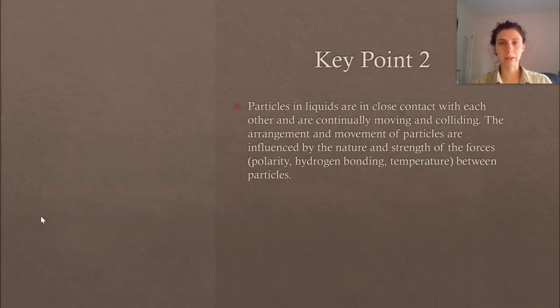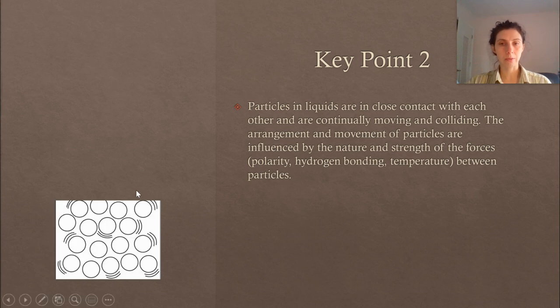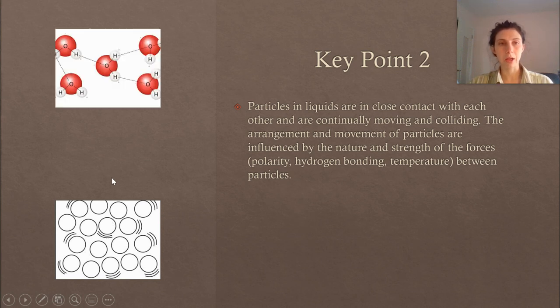Our second key point is that particles in liquids are in close contact with each other and continually moving and colliding. The arrangement and movement of particles are influenced by the nature and strength of the forces between particles, polarity, hydrogen bonding, and temperature. So for example, this could be a liquid substance. And notice that for every single molecule, there's always motion occurring, and they're in pretty close contact with each other, constantly colliding. The arrangement of the liquid molecules depends on the polarity.